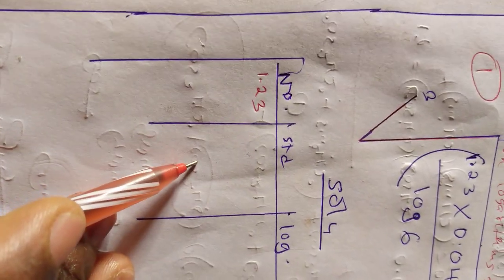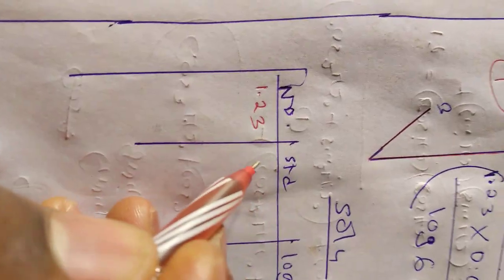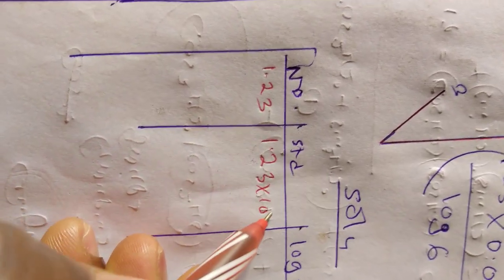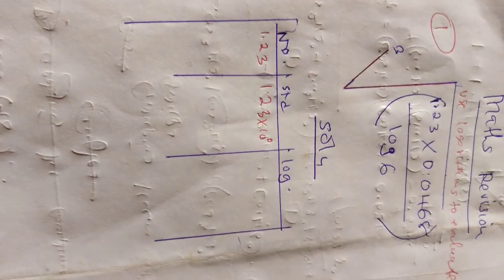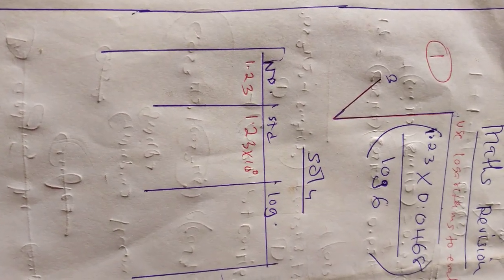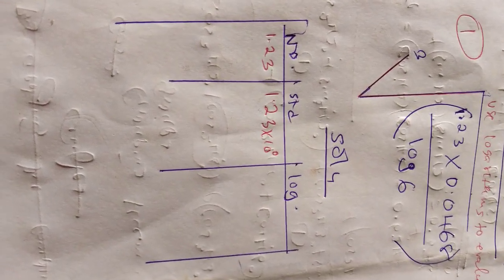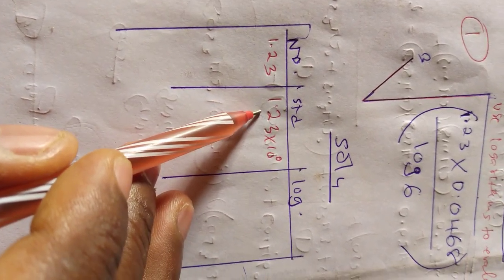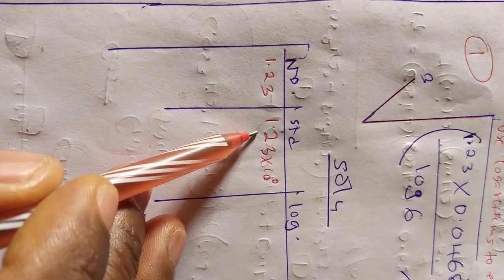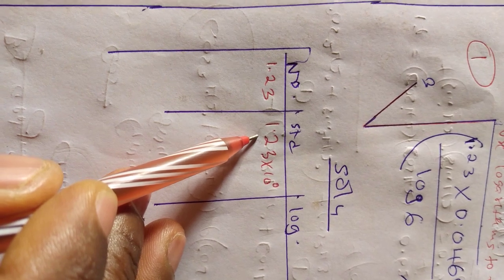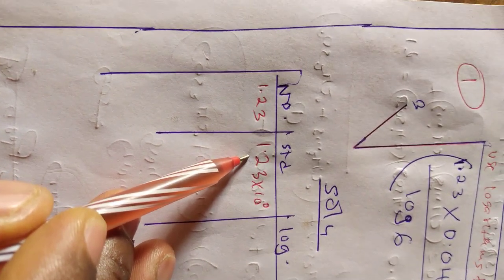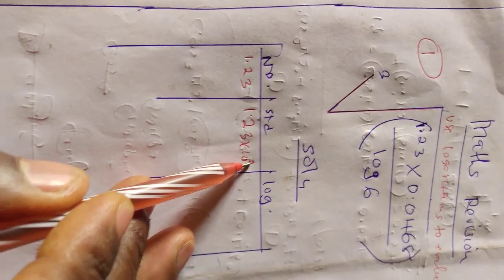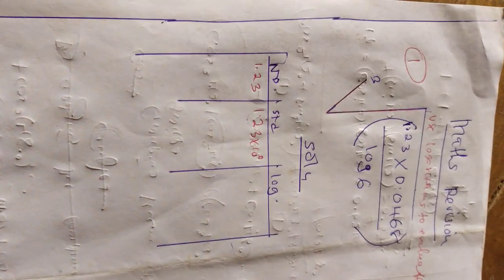So we have this 1.23. It can be written as 1.23 times 10 raised to the power of 0. So in this case, we don't write the power, because the number is already in the range of 1 to 10, so it has been raised to the power of 0. Then from there, you find the logarithms.